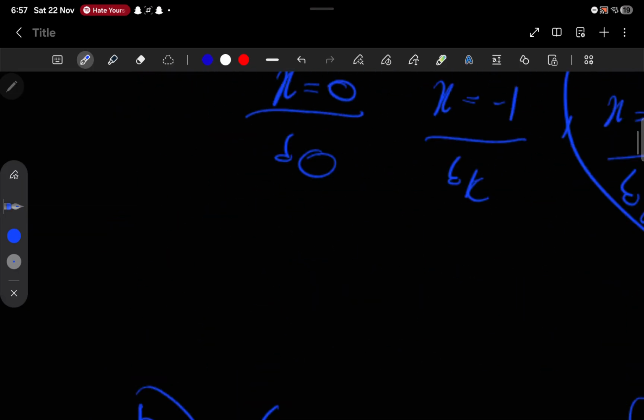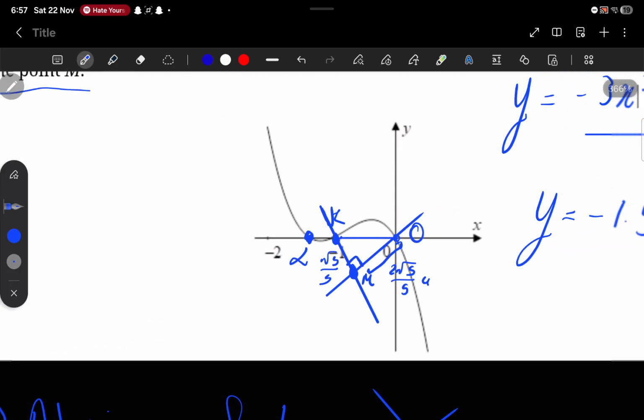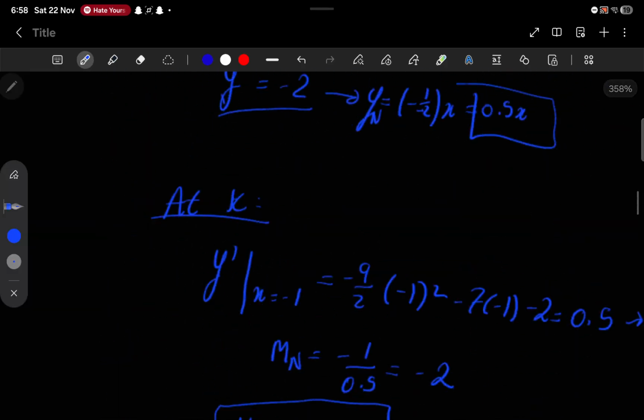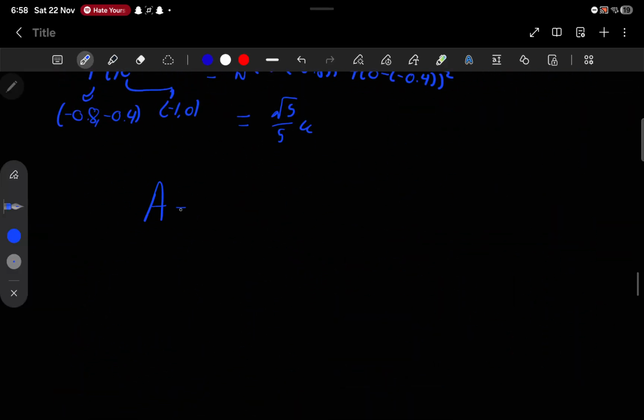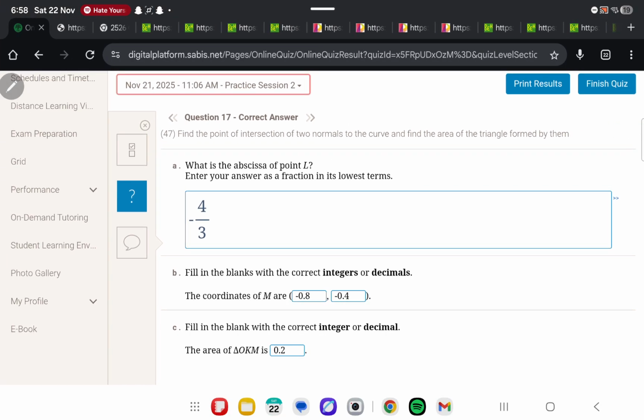So up here, radical 5 over 5 units. Now, I use half times base times height, so the area is half times radical 5 over 5 times, what was the one before it? 2 radical 5 over 5 gives me 1 over 5, or 0.2 units squared. Now, I don't know if they used 1 over 5 or 0.2. They used 0.2. Done, we're done with this question.